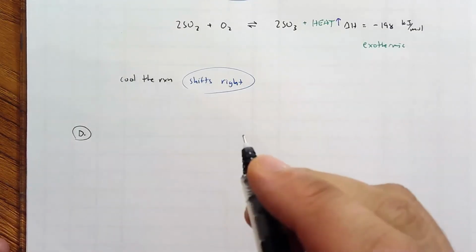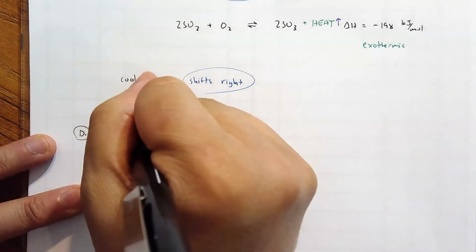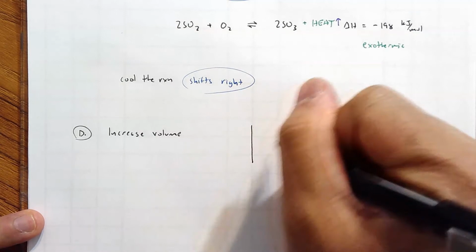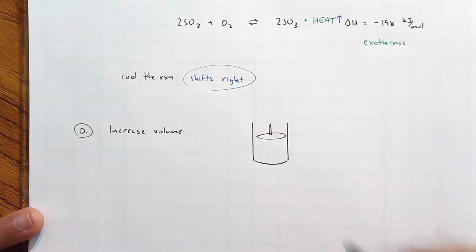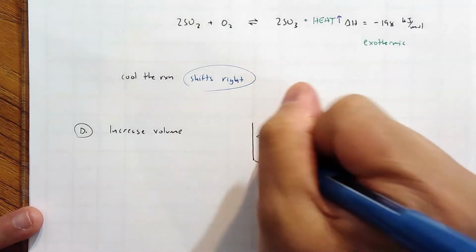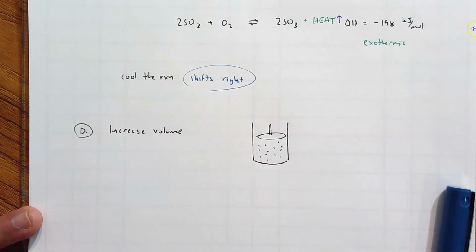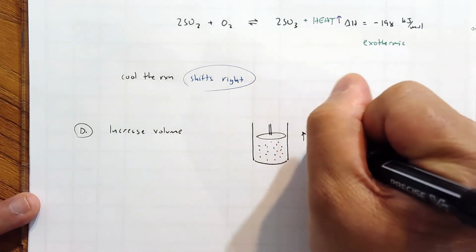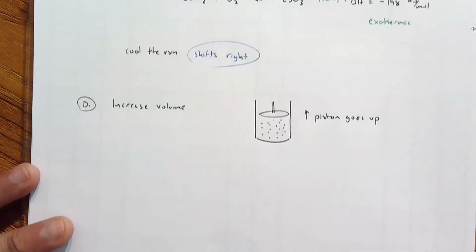Part D, increase volume. This one's interesting. So for instance, if we have a piston and we have these gases in that chamber right there. So we have SO2 in blue, we have O2 in green, and we have SO3 in pink. What if we increase the volume? If we move the piston up, piston goes up. This is a little bit tricky.